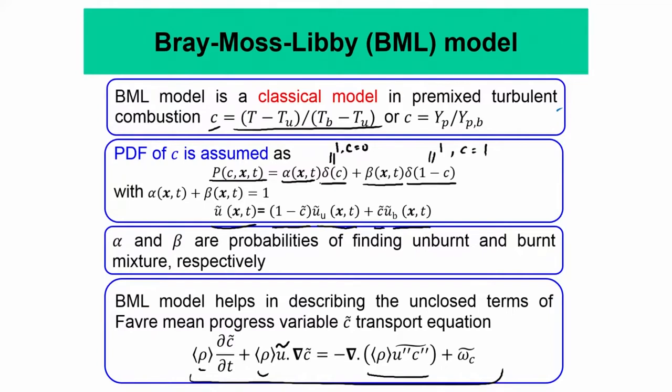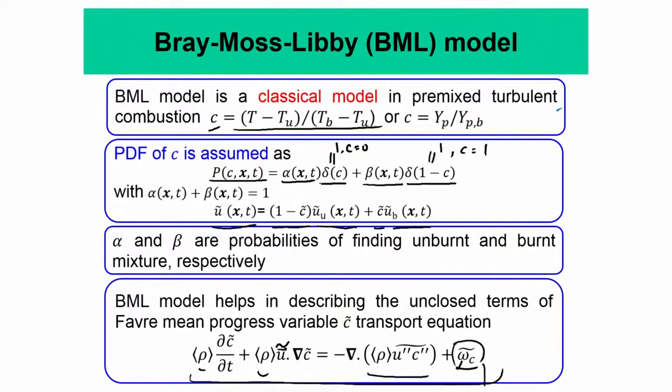u prime C prime, and once again these are the fluctuating velocities, and then the divergence of this term, and then you get this omega C tilde, which is the mean reaction rate. This is the Favre averaged mean reaction rate for this variable C. Of course, you derive this averaged equation for C from that of a reactive scalar, so of course you will get a reaction rate term.